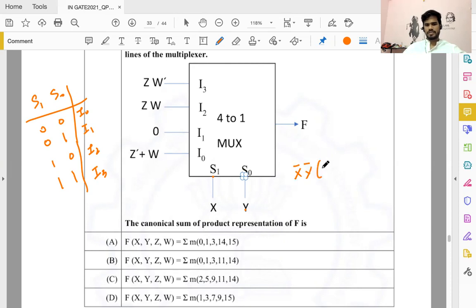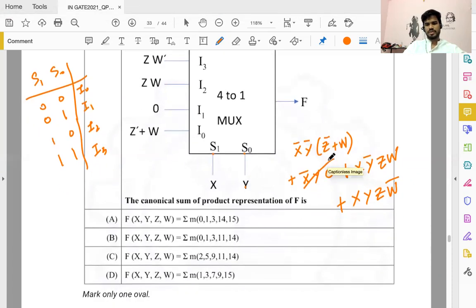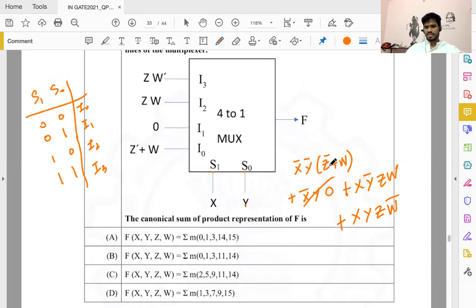We get I0, that is z bar plus w. Or we get, this is 1. So x bar y, we get a 0. The term disappears. That is, we get I1, that is 0. Or we have S1 is 1, x, y bar, we get I2, that is ZW. Or we have x, y both on, we get ZW bar. So this can be slightly rewritten in terms of z bar plus w bar.